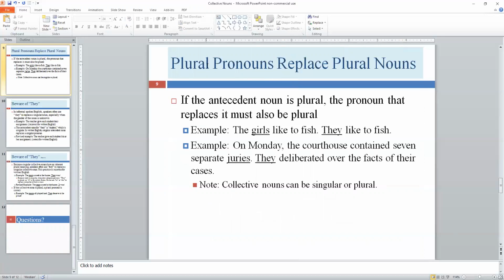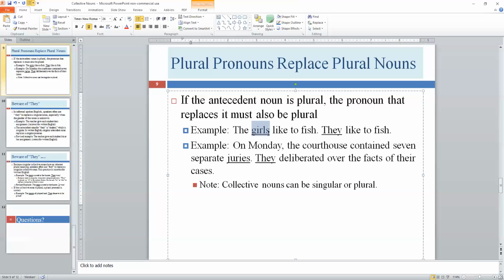Of course, this is another rule that's pretty straightforward. We all know this. If we have a plural noun, we're going to replace it with a plural pronoun. So let's look at this sentence. This time, the girls like to fish. Well, girls is plural, and so we have to replace it with a plural pronoun. Our plural pronoun in English is they.